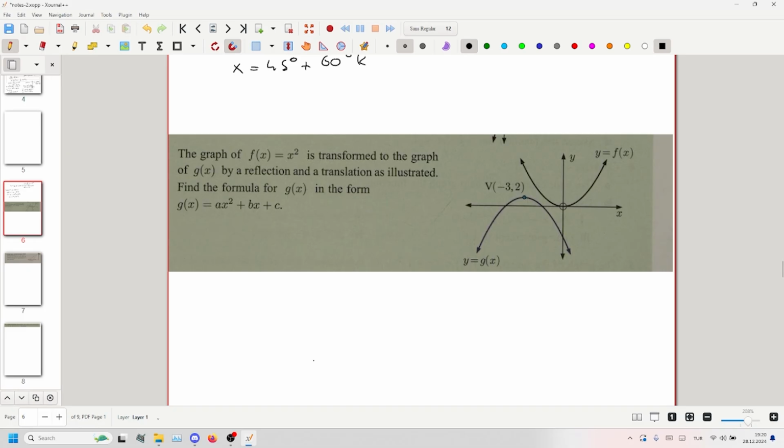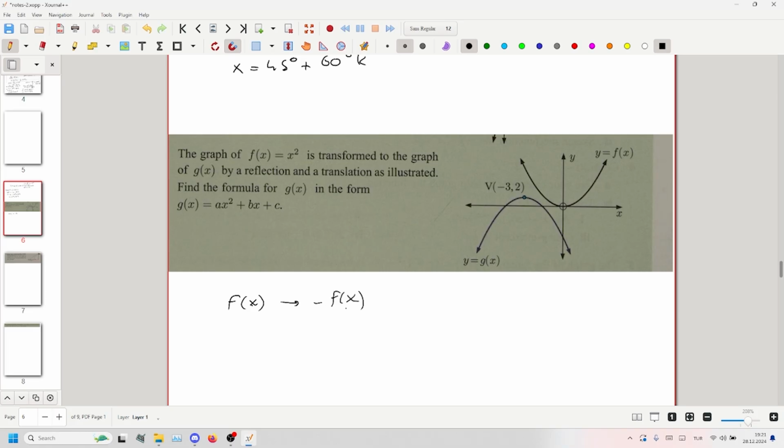Okay, here's a question about transformations from the IB mathematics book. It's pretty simple. Let's just do it. So this is the graph of x squared, and this graph has been transformed to this graph with a reflection and a translation, and it asks us to find the formula of this graph. So we had f of x, and it has been reflected, so that will turn into minus f of x.